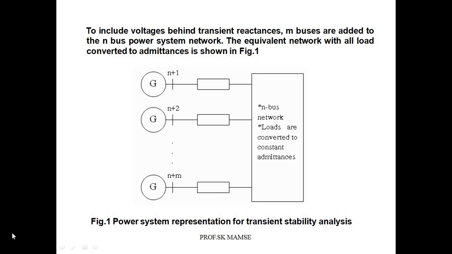In the diagram representing the n bus network, loads are converted to constant admittances. Then first one is the generator at n plus 1. Then second one is the generator at n plus 2. Then last one is the generator at n plus m. The figure represents the power system representation for transient stability analysis.